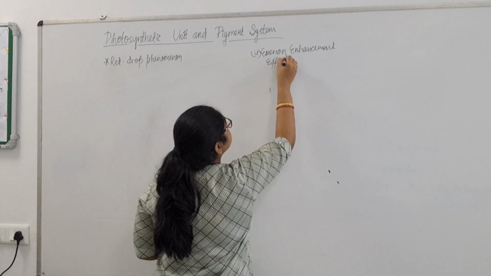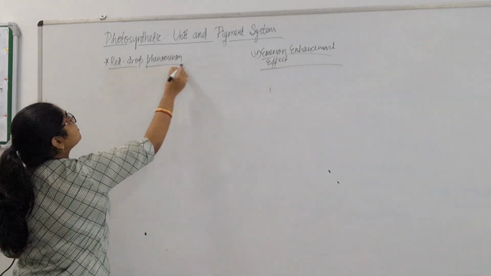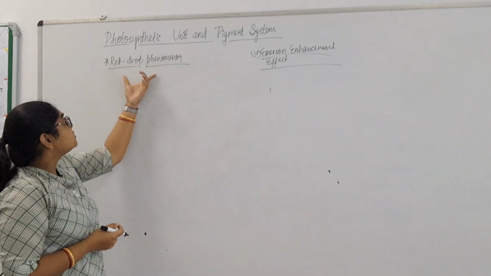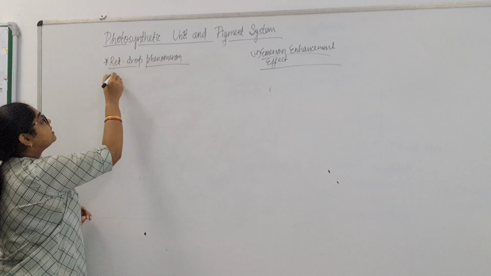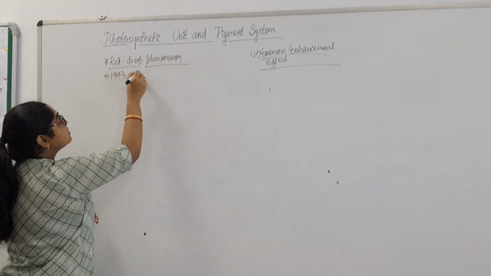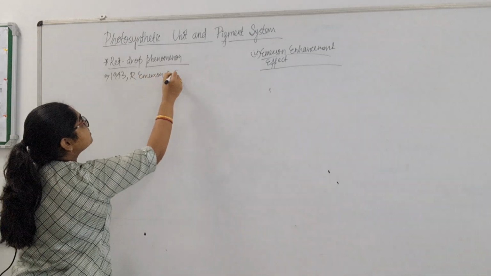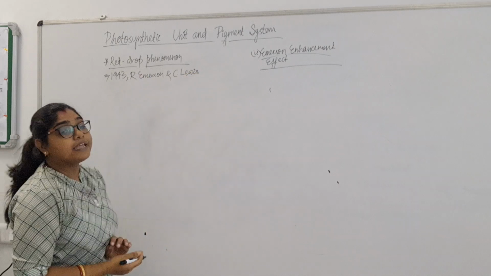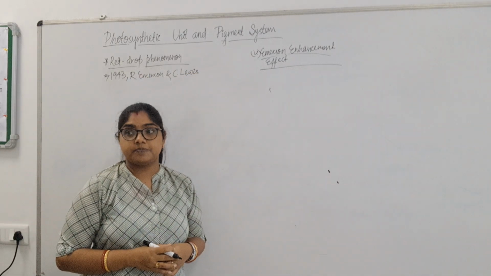Emerson enhancement effect. So these are the two phenomena which now we are going to discuss. First, the red drop phenomenon. In 1943, Robert Emerson and Carlton Lewis performed an experiment on Chlorella, a green algae.